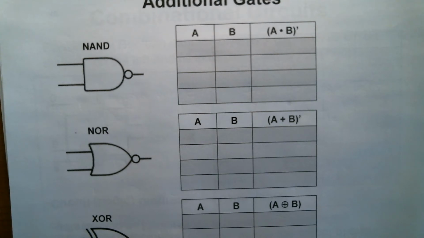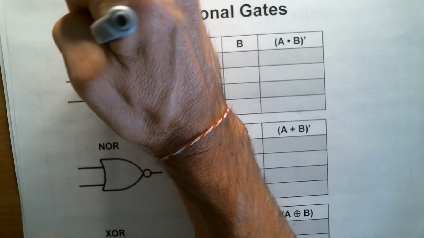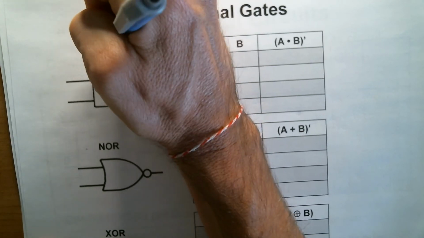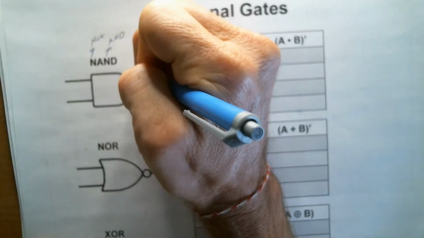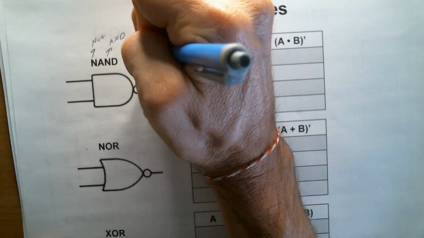One of those is the NAND gate. All right, and the NAND gate is basically scrunching together a NOT and an AND gate. So this is basically the NOT. This, shockingly, is the AND part. This is basically how we show that the AND gate is being inverted.